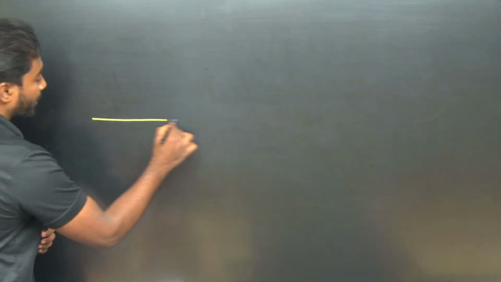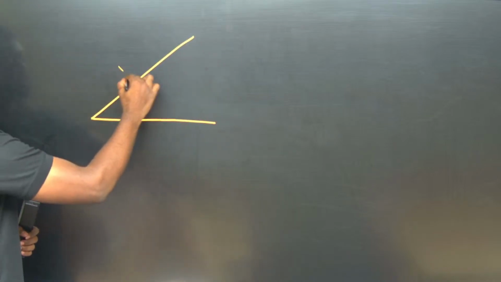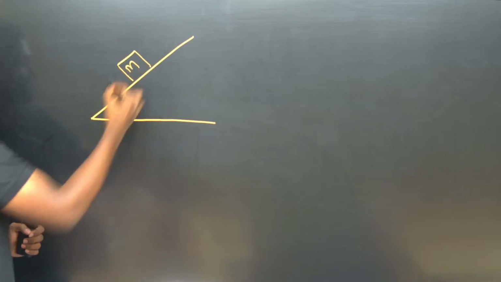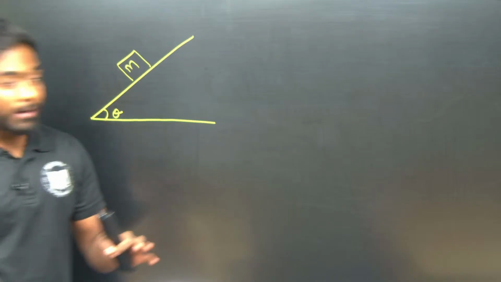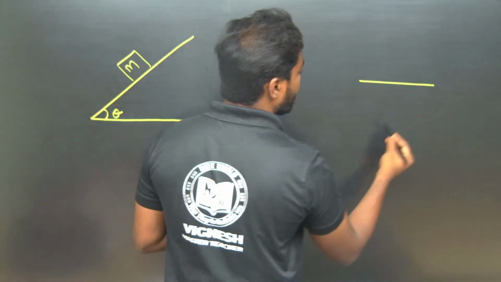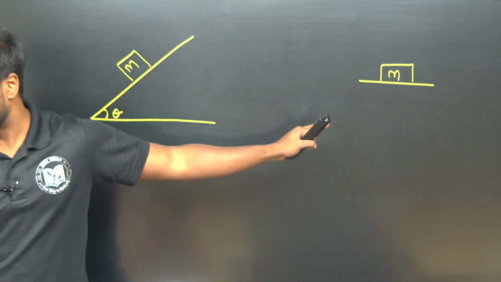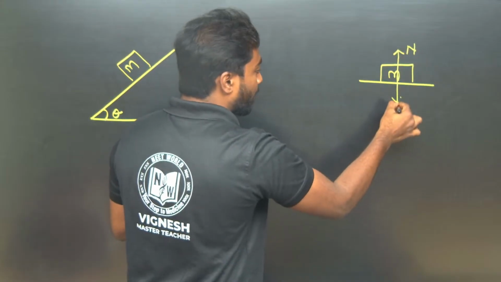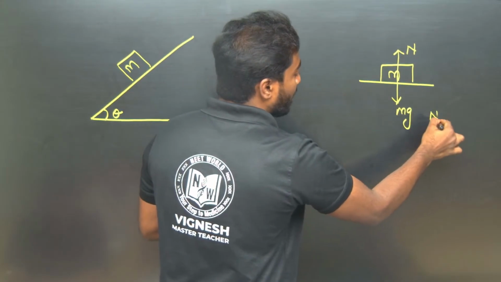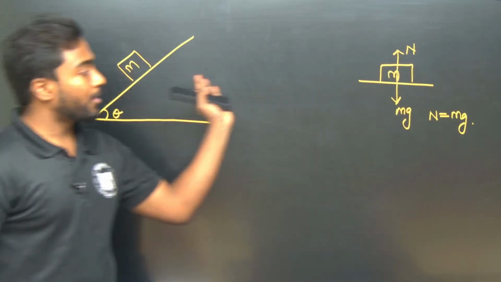Listen carefully. When I consider an inclined plane, this is my inclined plane. The object is lying over here, having mass m, and this is my angle theta. When the object is on a horizontal surface, I can directly write the normal, and this one will be mg. So normal will be equal to mg in the normal, horizontal cases.